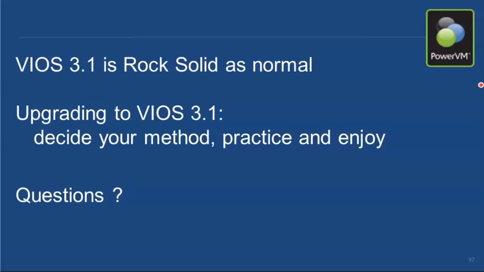Question was, do I need any special license to use 3.1 on servers where I'm currently using 2.x? No, you've got a license for PowerVM, which includes the hypervisor, which is built into the firmware, and the VIO Server. So you're entitled to use whatever version of the VIO Server you want. And now you want 3.1, believe me.